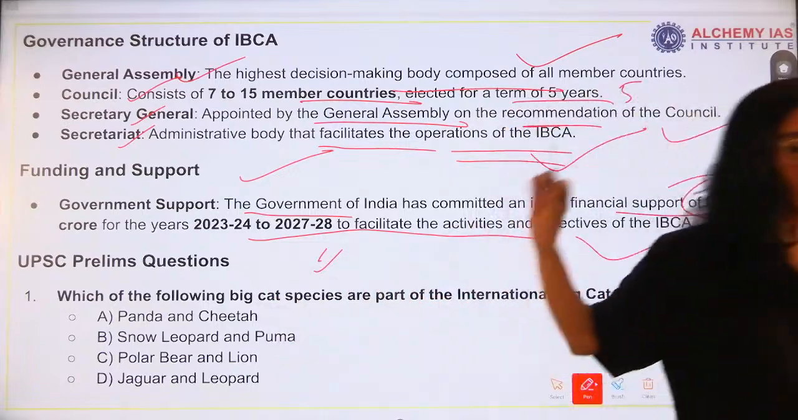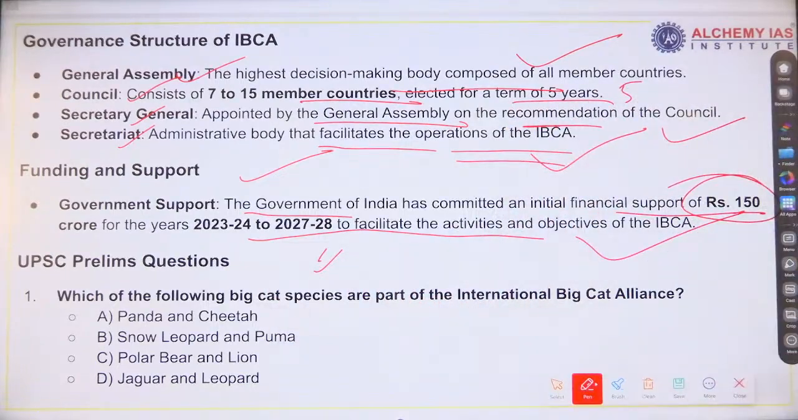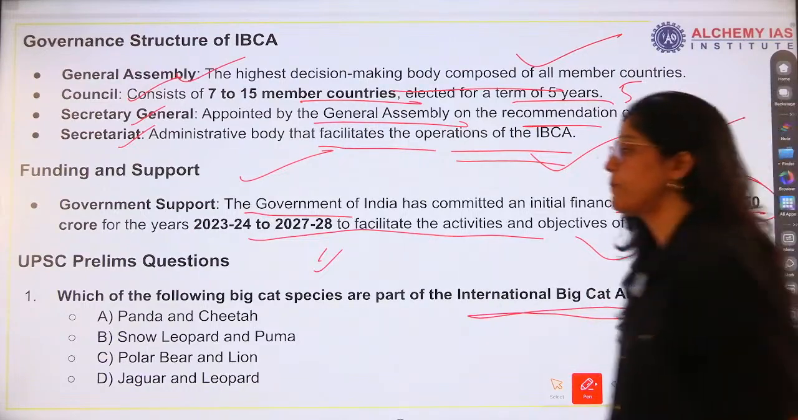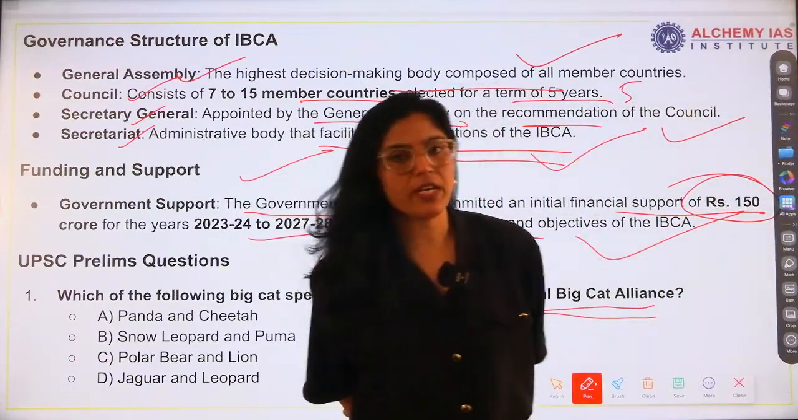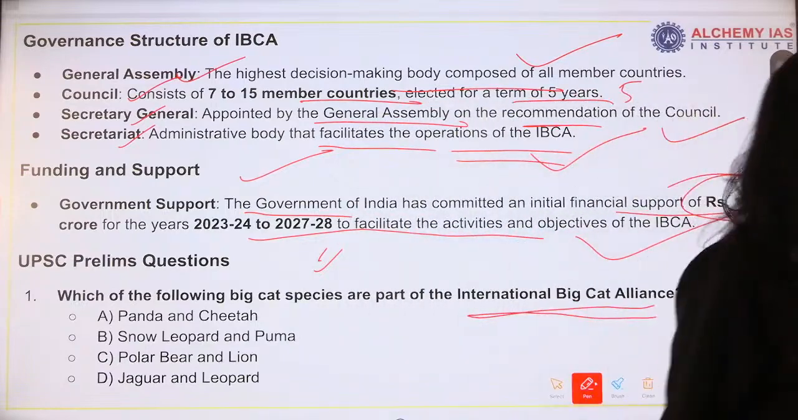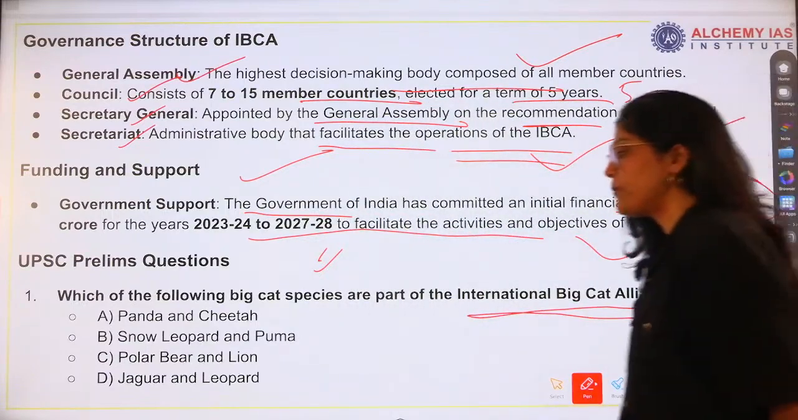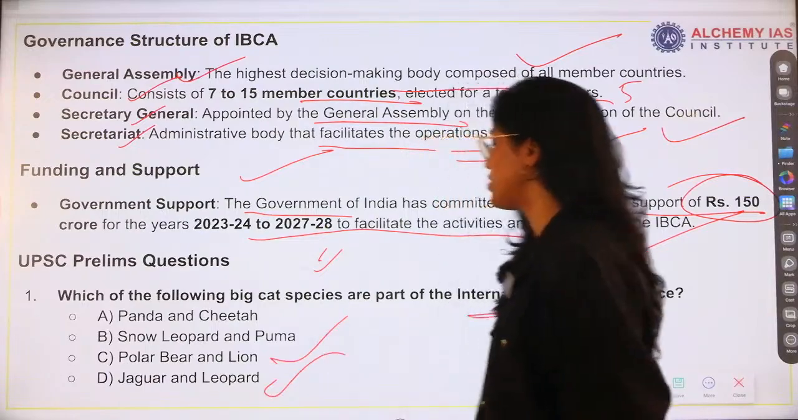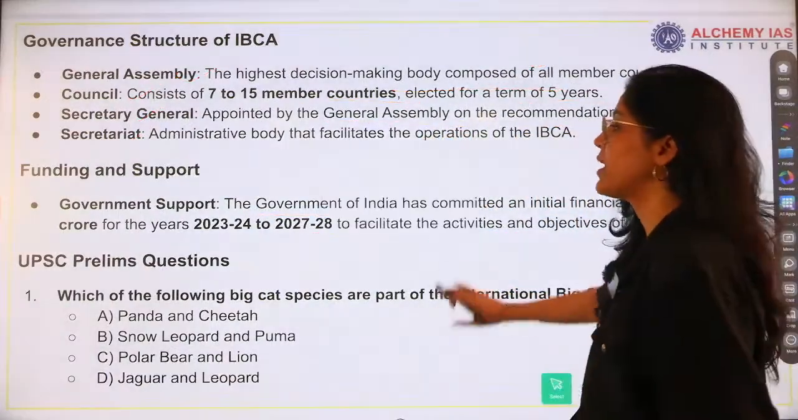Very important question. Which of the following big cat species are part of IBCA? Panda and cheetah, are they part of it? Snow leopard, puma, polar bear, lion, and jaguar and leopard. Now that we have read it, please try to give the answer in the chat box.